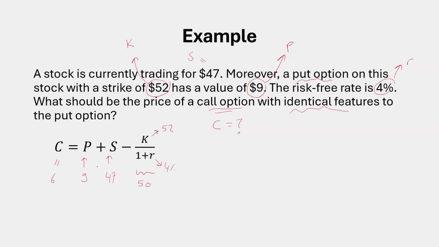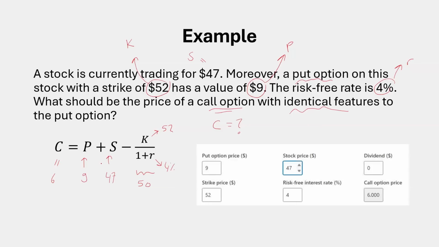On our website, we actually have a handy online calculator, which you can easily use to double check your answers. You can find the link in the video description. So we again enter the put option price, stock price. In this case, the dividend is 0, but we will see the dividend paying version as well. Strike price 52, risk-free interest rate 4%. And the calculator gives us the call option price as $6.